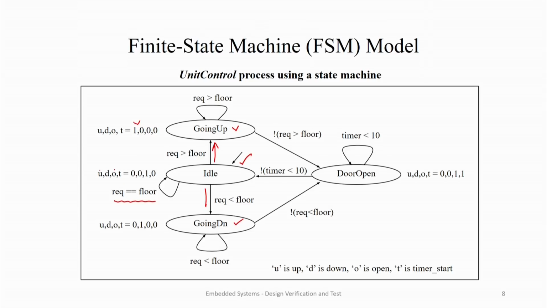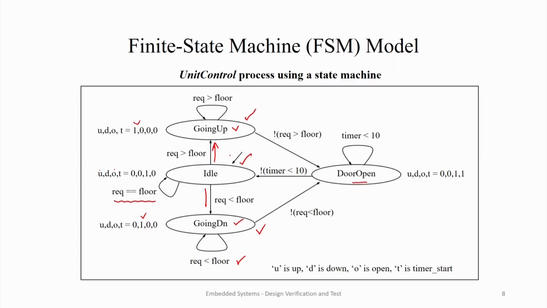Similarly, when the requested floor is less than the current floor, you go to the going down state, and in this state you remain until the requested floor is no longer less than the current floor. The output that it will produce in this state is down equals 1, all other control outputs are 0. Now, in going up or going down, when the requested floor finally becomes equal to the current floor, you go to the door open state.